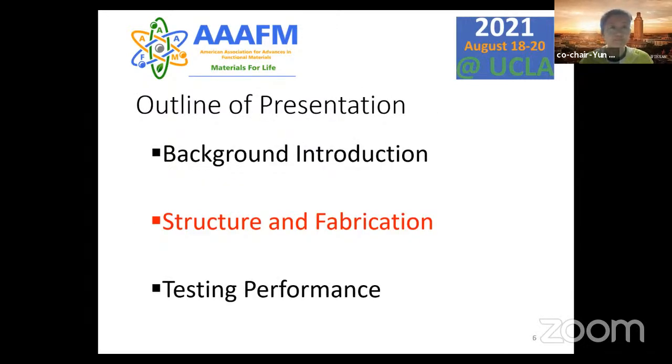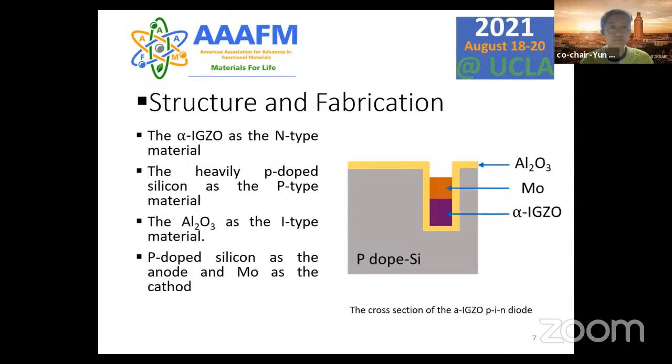Now, the next part is the structure and fabrication. The red picture gives us a cross-section of the amorphous IGZO PN diode. The green stands for the heavily p-doped silicon substrate, and the yellow part stands for the aluminum oxide. The purple part stands for the amorphous IGZO, just above the aluminum oxide. So the aluminum oxide lies between the amorphous IGZO and the heavily p-doped silicon, and is used as an insulator.